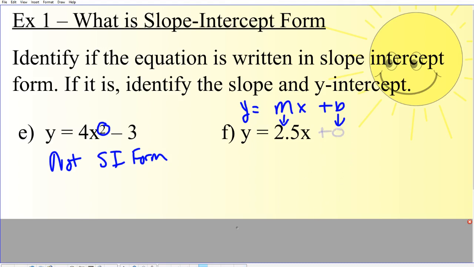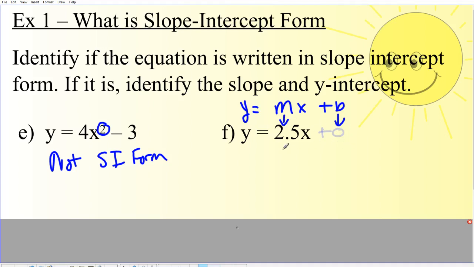Plus 0? Is that okay? Is that allowed? Yeah, you can always add 0 to any problem. It doesn't change anything. Adding 0 is like one of those ghost things. It's always there. We just don't always use it. Well, here, I need it.